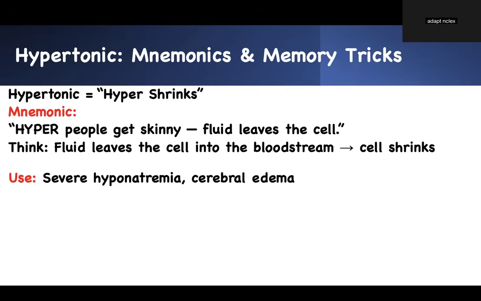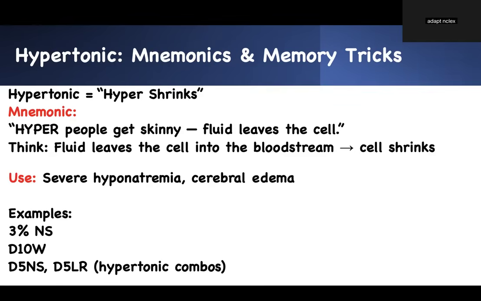So severe hyponatremia, like SIADH, or if I have a brain injury, I can pull fluid. And the normal ones are what? 3% and 5%. Be careful. D10W, we don't use it in the brain, but it's hypertonic. D5NS, we don't use it in the brain because of the dextrose, but it's still hypertonic. D5LR, they are all hypertonic.